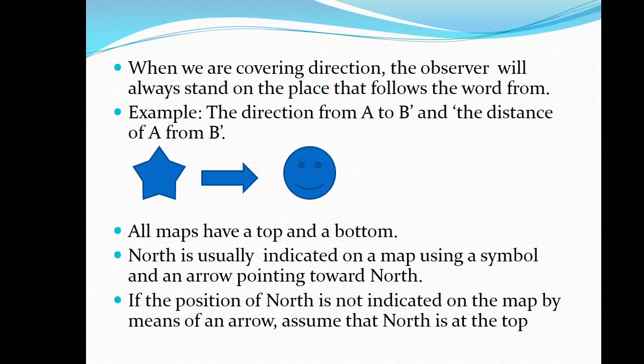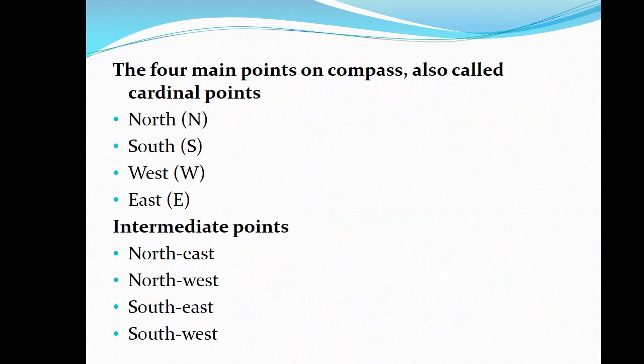All maps have a top and a bottom. And north is usually indicated on a map using a symbol and an arrow pointing toward north. If the position of north is not indicated on the map by means of an arrow, assume that north is at the top. So if you are given a map that is not showing where north is, assume that north is at the top. North is always at the top of the map.